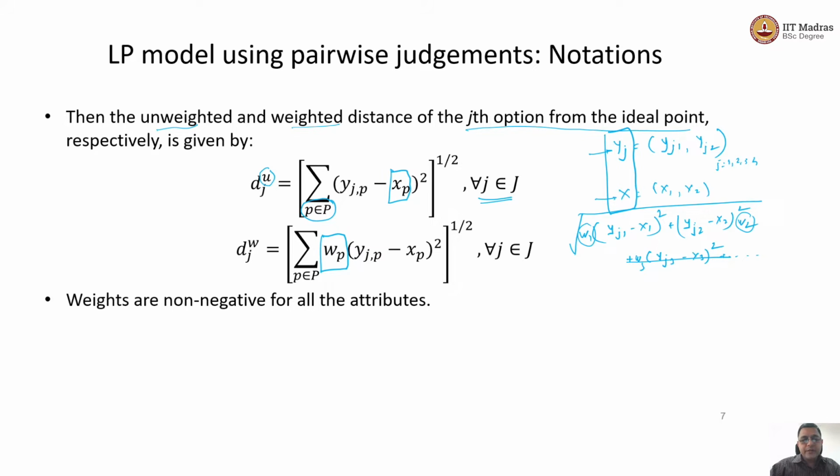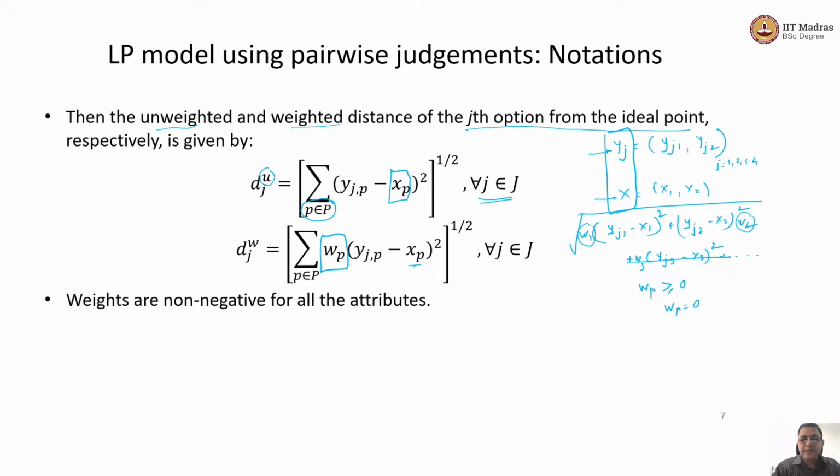Weights are all non-negative. Obviously, negative weights don't make sense. Negative xp does make sense, right? But negative weights don't make sense. So we will assume that all the weights are non-negative. So all wp is greater than or equal to 0. However, wp equal to 0 is acceptable. That essentially means that the consumer is not providing any weight to that attribute when they are providing the choices. When this consumer is providing me choices, she can say that this attribute is not important to me.